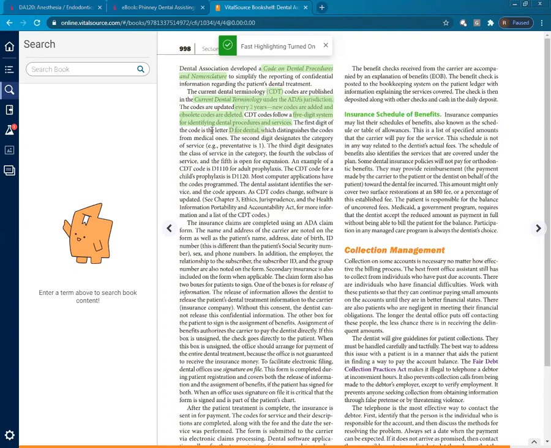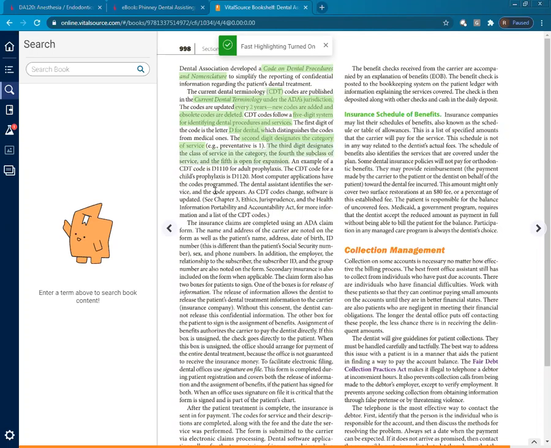So when you're filing a claim, it's like, oh, D, okay, this is a dental code, because Aetna may have medical and dental. So they need to make sure they get it to the correct department when they're filing the claim. The second digit designates the category of service, for example, preventative or surgery or orthodontics. The third designates the class of service in the category. The fourth is a subclass in service. And the fifth is open for expansion and not used very often.